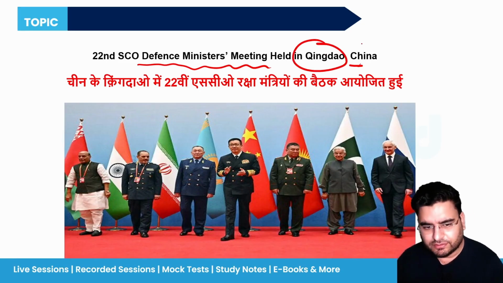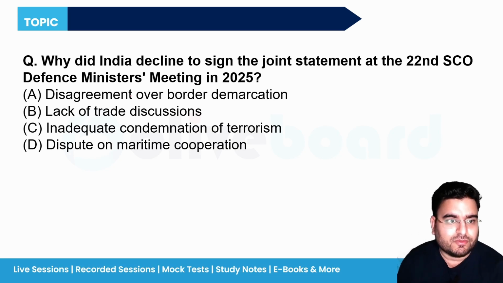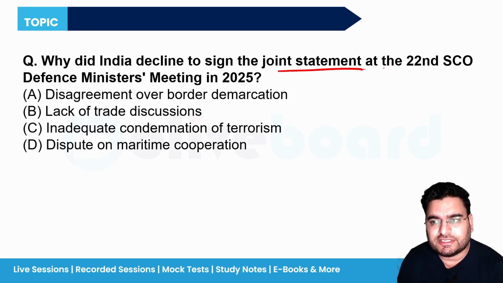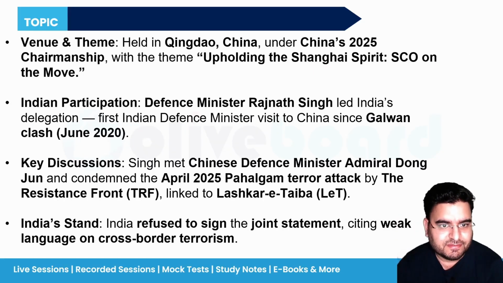Now the next news is the 22nd SCO Defense Minister meeting held in Qingdao, China. What is SCO? That is the Shanghai Cooperation Organization. India joined SCO in 2017 along with Pakistan. So why did India decline to sign the joint statement at the 22nd SCO Defense Minister meeting? Let's see the news, then we'll see the answer.